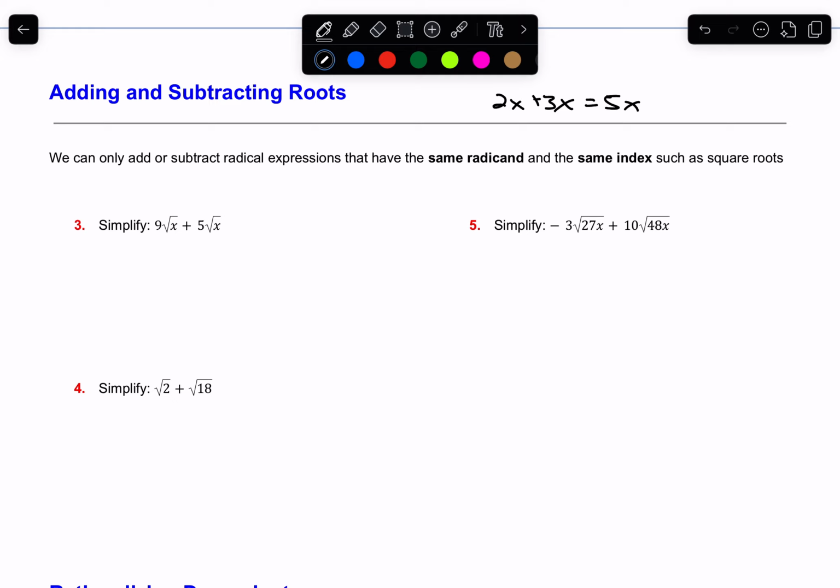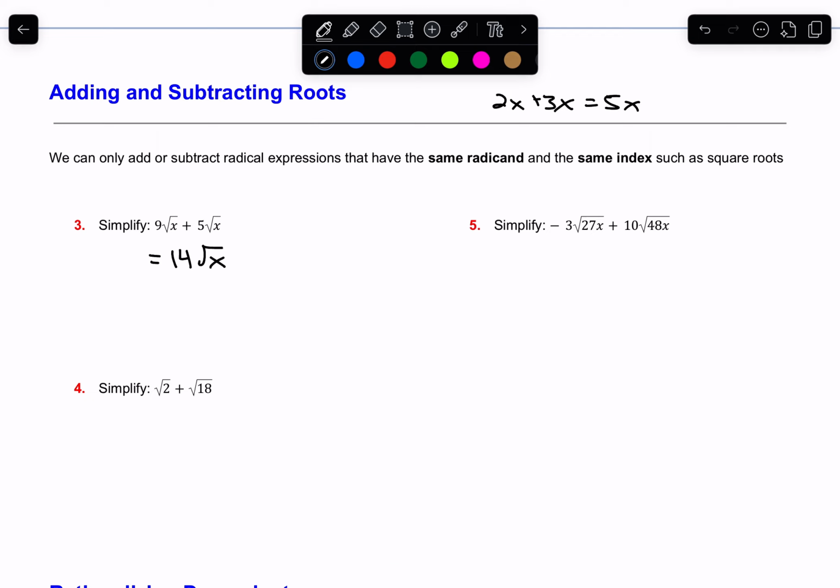Same idea here. So for number 3, 9 square root x plus 5 square root x just equals 14 square root x, where because it's root x and root x, they're both square roots, so the index is 2 in both cases, and the inside, the radicand, is x in both cases, we can just go ahead and add together those coefficients, 9 and 5, to get 14 square root x.